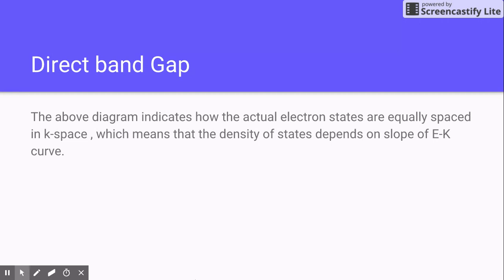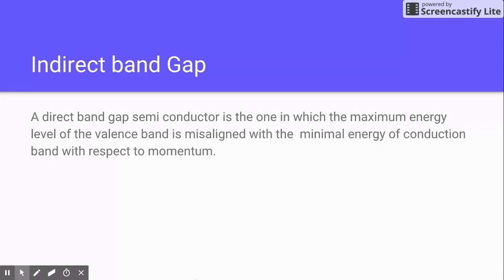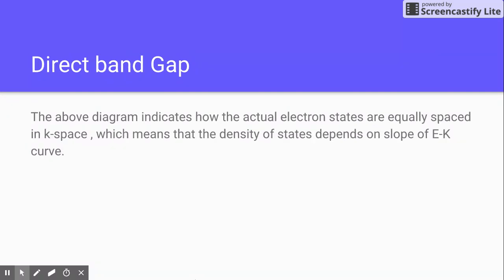Now, if we observe the above diagram carefully, it indicates how the actual electron states are equally spaced in the k-space, which means that the density of states depends on the slope of the E-k curve.